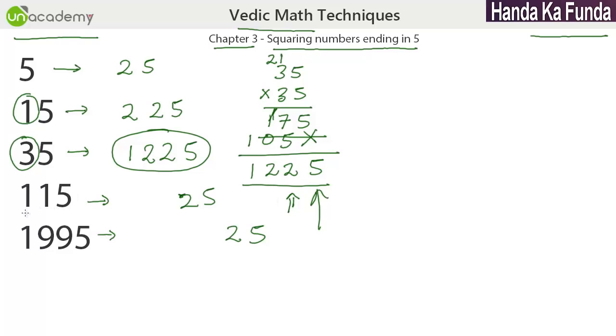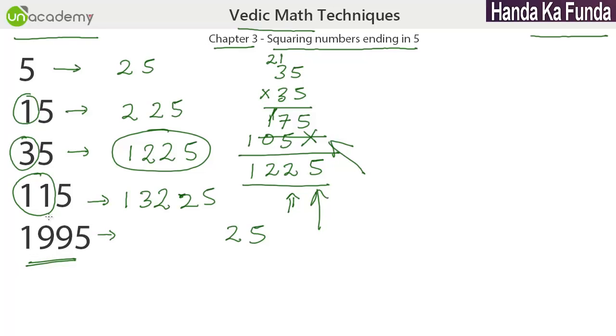Same thing here, 115. Number before 5 is 11. Now I need to do 11 into the next number. 11 into 12 gives me 132. So this becomes 13225. See how quickly you are getting the answers. That is the magic of numbers, if I may say so. Same thing here, 1995. Now this is slightly more difficult because the number is bigger. It will get slightly complicated as it gets bigger. But it will always be shorter than this method.